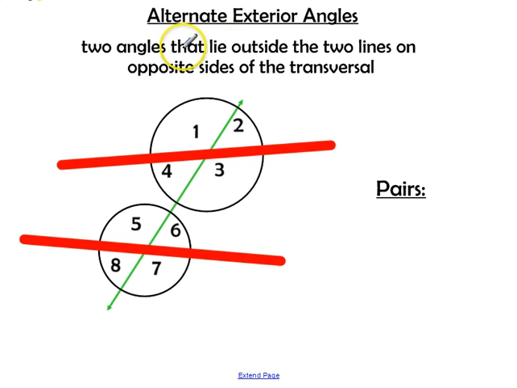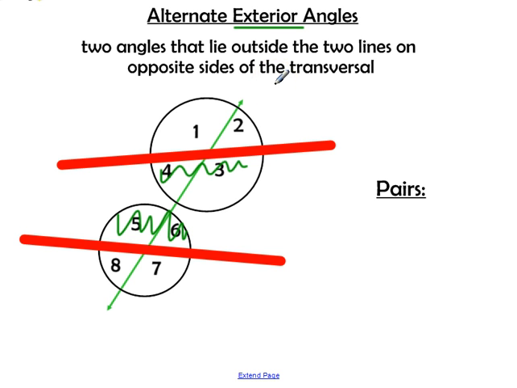So we're talking about the exterior angles. So we want the ones outside of those two red lines. So we don't care about these four angles right now. We're just focused on 1 and 2, 8 and 7, the ones outside. Now that word alternate means opposite sides of this transversal. So they need to be on opposite sides of that green line.